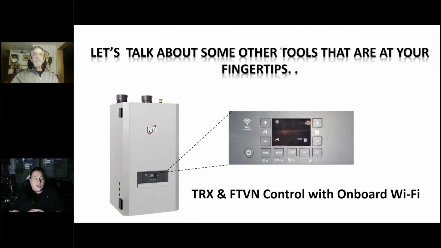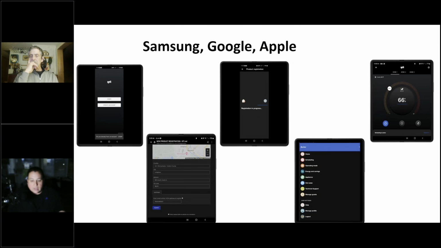But let's take a look at some other tools that are at your fingertips. It's not always just the display. Now with the new TRX and FTVN control, that control has Wi-Fi built in, so you can access it remotely. There are different programs out there that you can use. If you're a homeowner, you can use the app, or you can use the homeowner version of the web-based program.